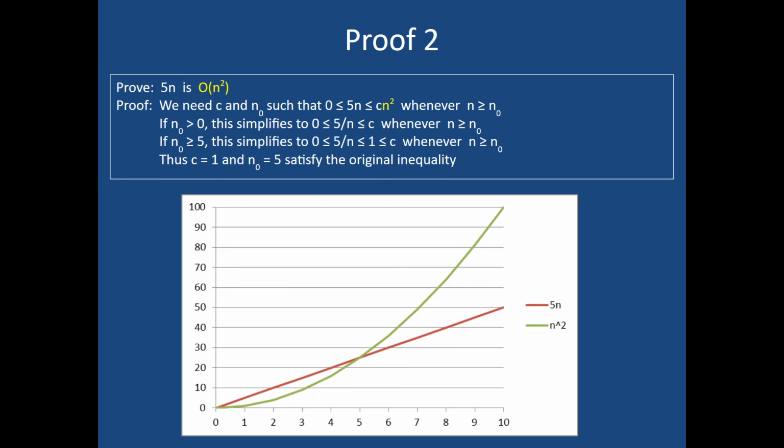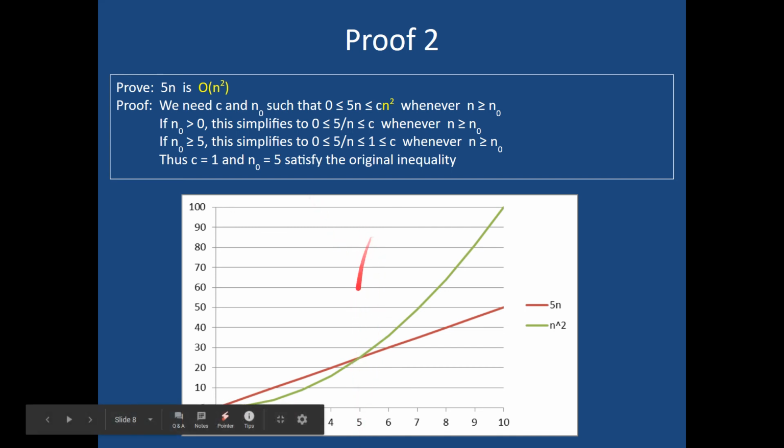Forget that. How would you have gotten the same answer just by looking at the graph? What's special about 5? That's where they cross. So if you just look to the right of here, let n naught be 5. Everything to the right, the green is already bigger than the red, and so we just let C be 1.